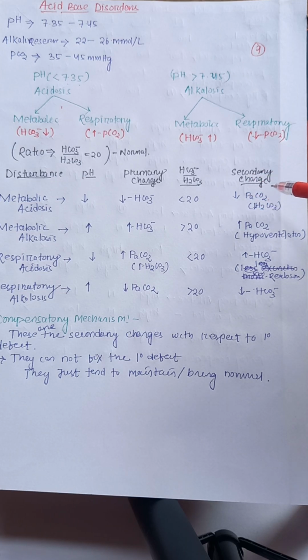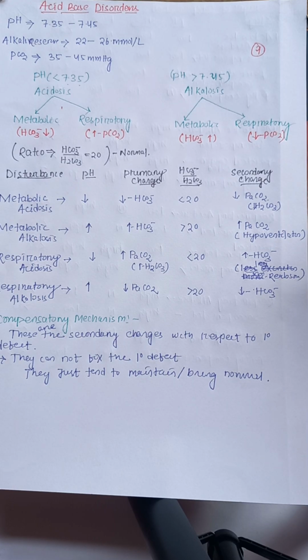So if the upper decreases, it must try to decrease the lower. This is called the respiratory compensatory mechanism. It tries to decrease the partial pressure of CO2 by hyperventilation. That means washing out CO2, partial pressure of CO2 will decrease, and the ratio tries to come to normal, but never fully does. The compensatory mechanism can never correct the primary defect.